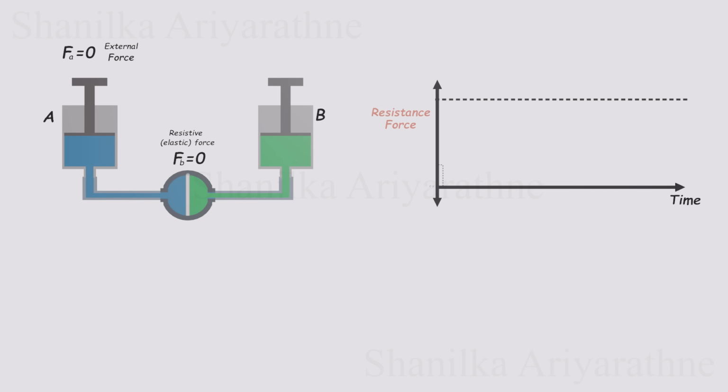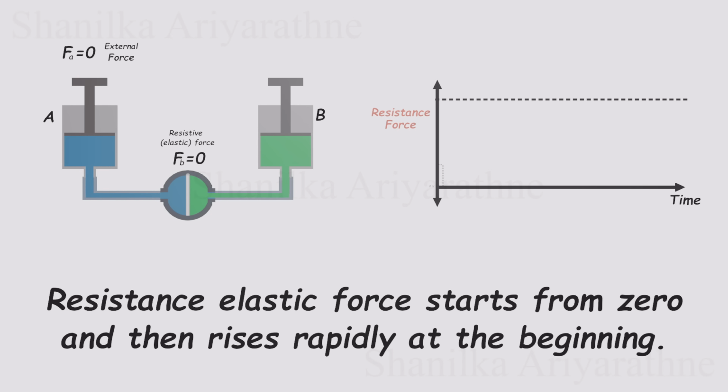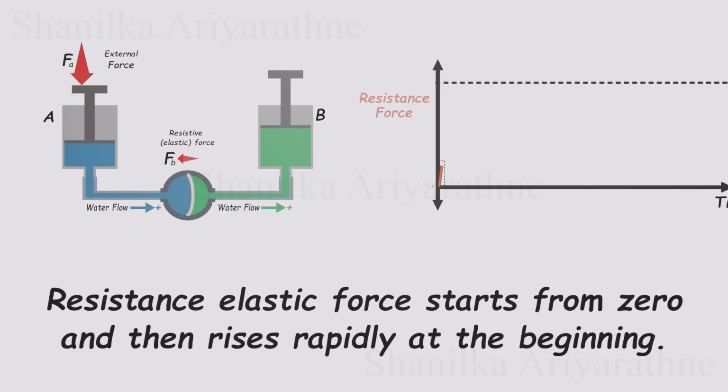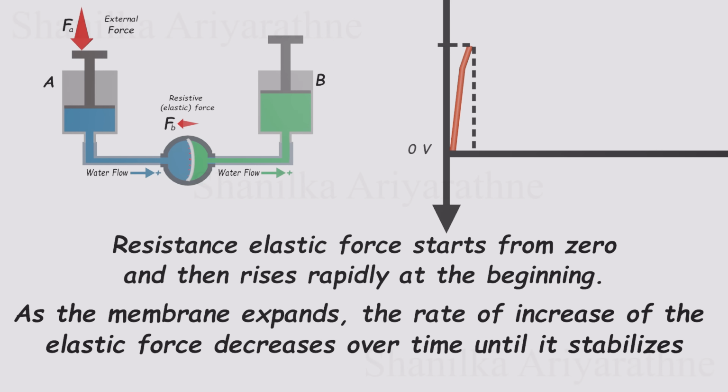Now let's examine the process in slow motion. Initially, the resistance force is 0. When we apply an external force, the resistance force doesn't increase instantly. It begins from 0 and then rises rapidly. However, as the membrane starts to expand, the rate of increase of the elastic force decreases over time until it matches the applied force.